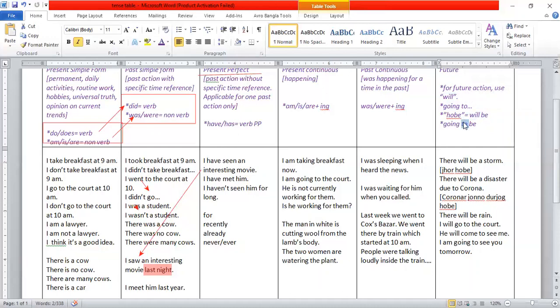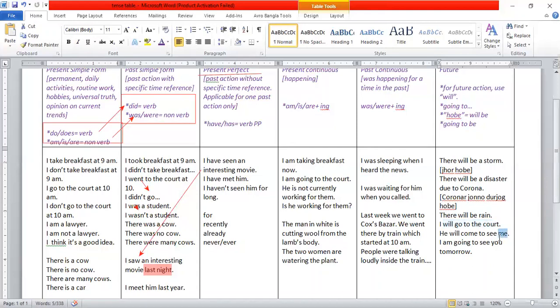Okay, similarly going to be. For example, there will be a storm. Jhor hobe. Barish hoga, there will be rain, there will be a disaster due to corona in the future. But when you add a verb, there cannot be will be. There will be rain, brishti hobe, that's why be. Barish hoga because of hoga, it's be. But when you have a verb, I'll go to the court, you cannot say I will be go. You have to say I will go to the court.